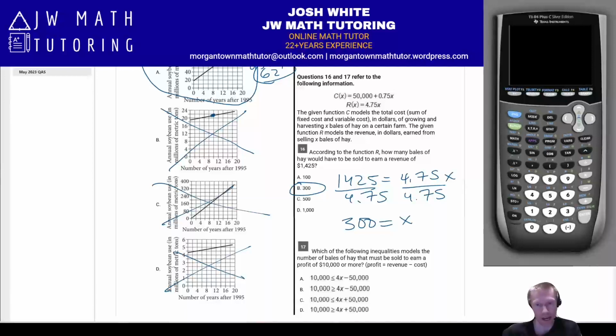And you could also have back solved to this, right? You could just take the 100, plug it in. Does it equal 1425? No. Okay, take 300, plug it in. Does it equal 1425? Yes, correct answer.